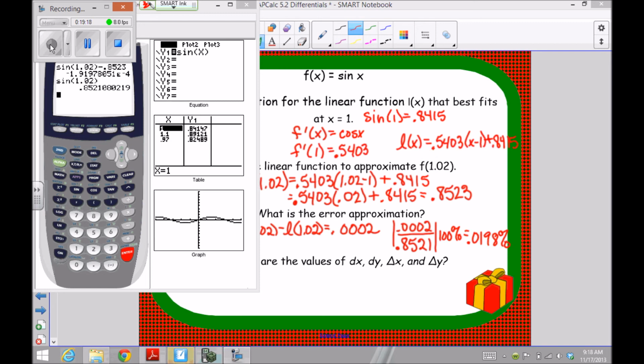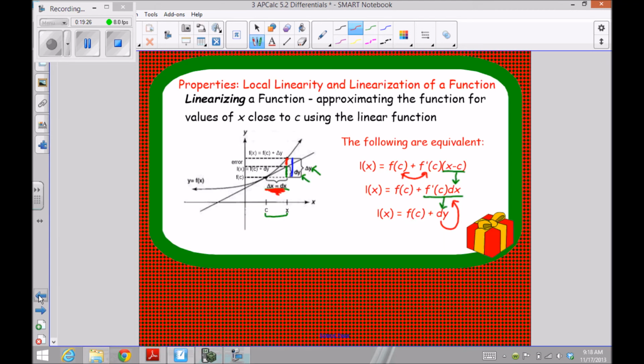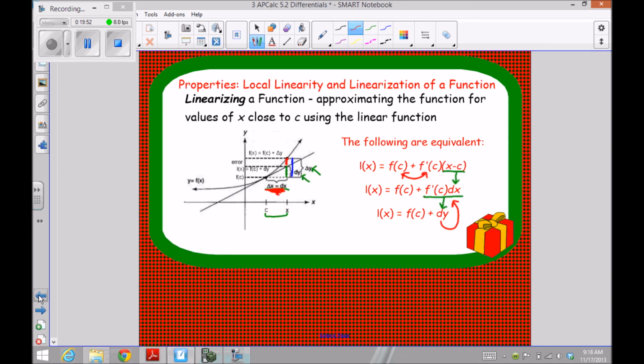All right, and then it says, what are the values of dx, dy, delta x, and delta y? If you go back and look just one thing back, if you notice dx and delta x are the same, and that's x minus c. So your dx equals your delta x, which equals 0.02 when you subtract 1.02 minus the original value of 1. Okay, that's where we get that. But your dy and delta y are two different things. Remember, dy is just going to be this little distance here, so that's your f prime at c times delta x.